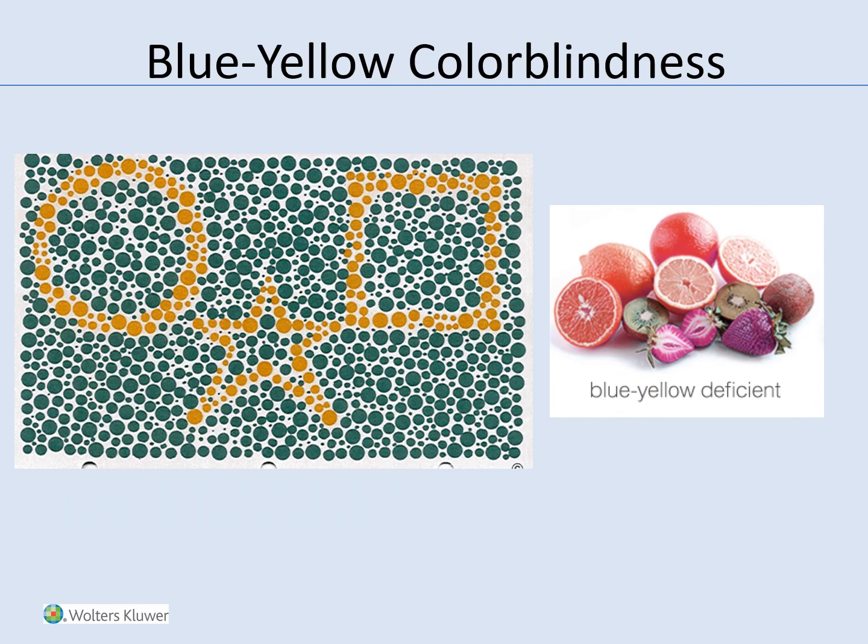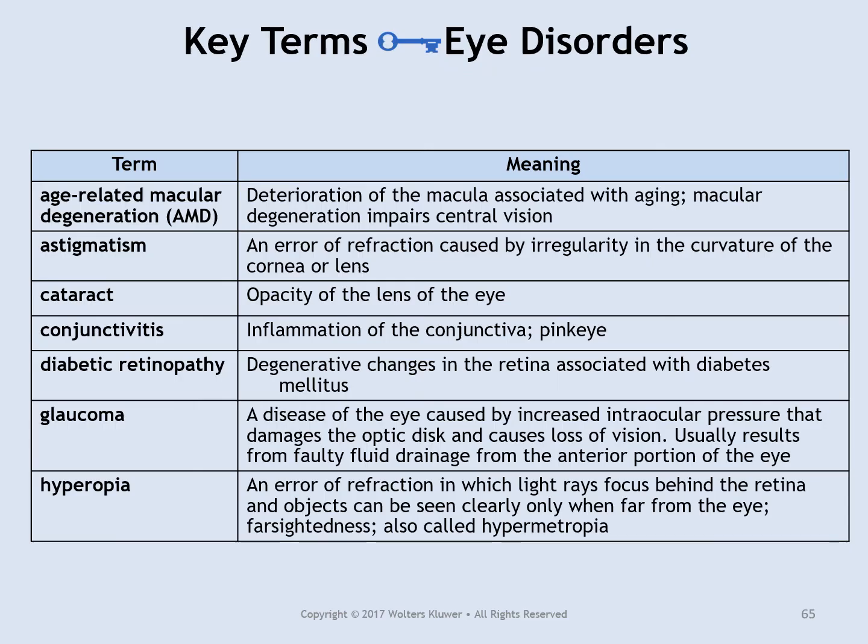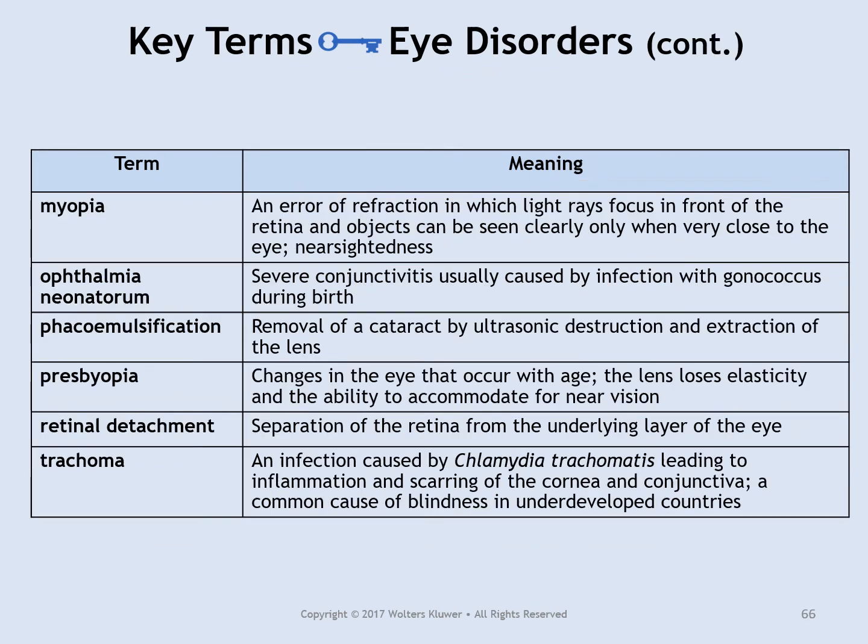For blue-yellow color blindness, you can see our picture's a little better, but it still looks kind of washed out. And then what shapes do we see in here? Hopefully a circle, a star, and a square. Some key terms here and vocabulary for the eyes and disorders of the eyes.